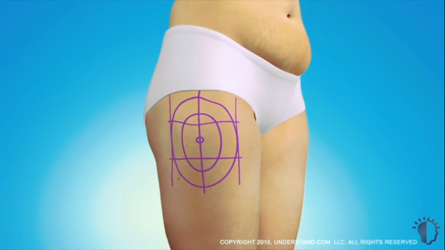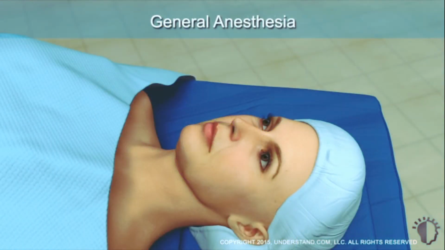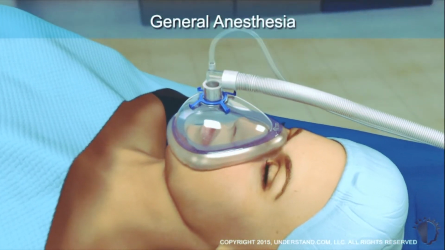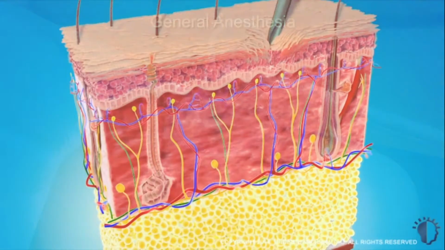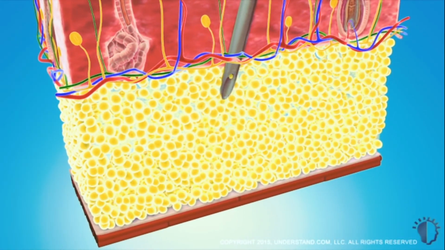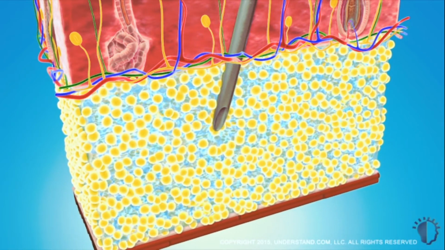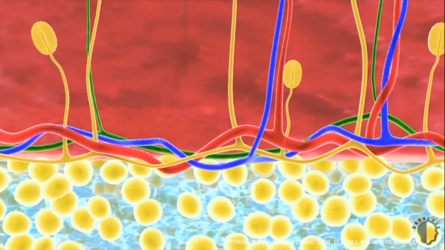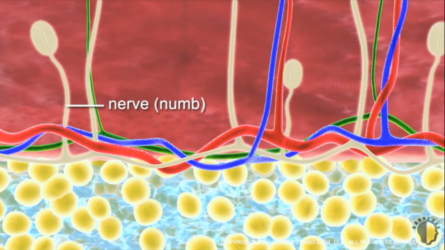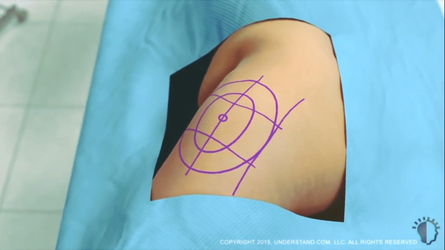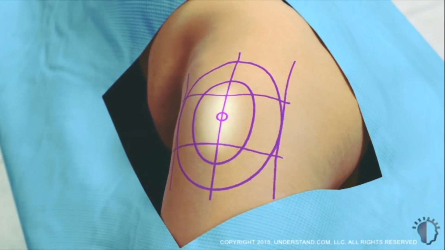Fat transfer may be performed under local anesthesia, where only the surrounding area is numb. Alternatively, for procedures involving large or multiple areas of the body, you may be asleep under general anesthesia. A special medicated fluid called tumescent fluid is injected into the areas that will be treated with liposuction. This fluid expands the tissues to make it easier to remove fat cells, numbs the treatment area, and minimizes bleeding. Once a large volume of tumescent fluid is injected into the treatment area, you will rest for several minutes while the area becomes completely numb.